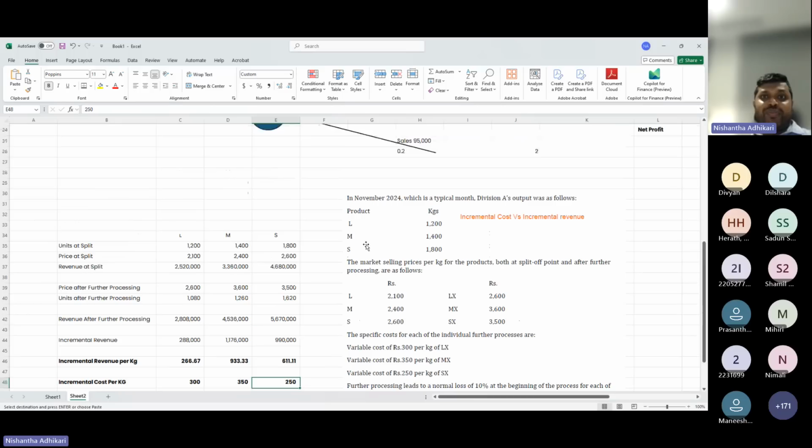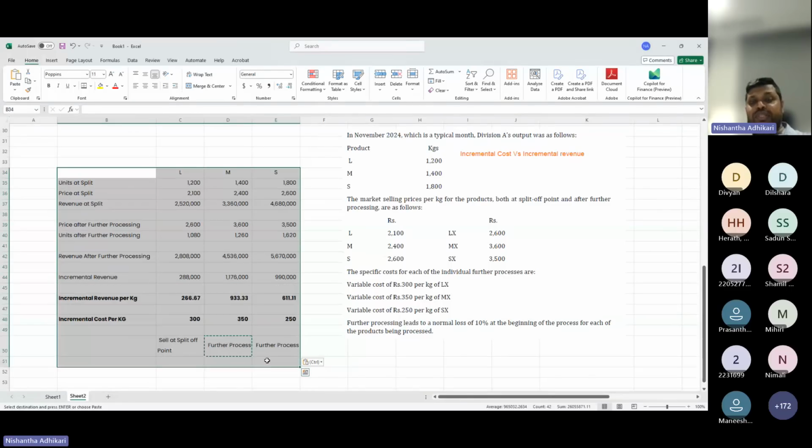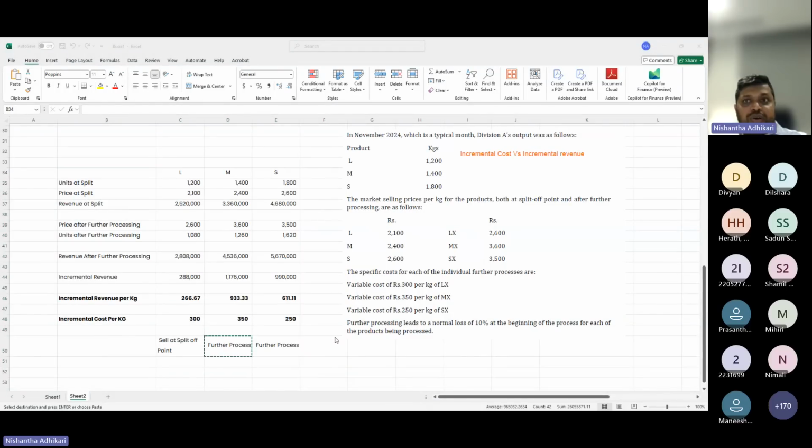Therefore, any cost you have incurred at the beginning is not relevant. The common process cost is not relevant. This is how you will make the decision on further processing. Hope you have understood.